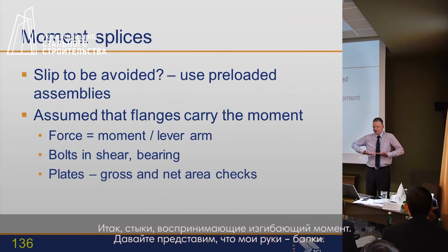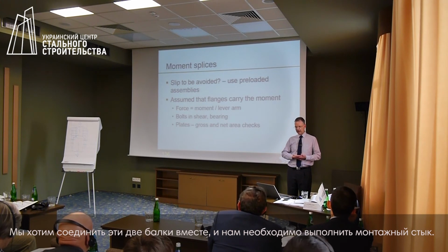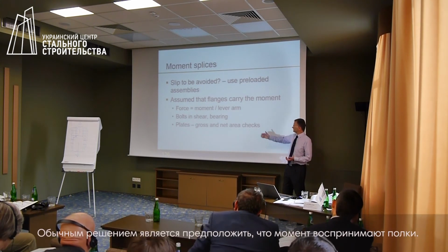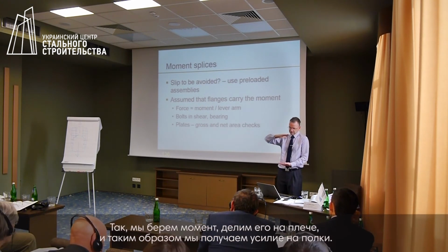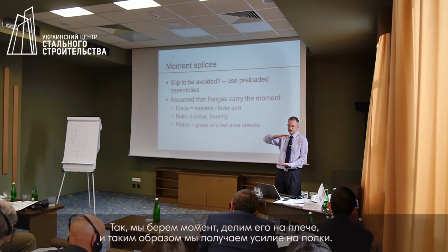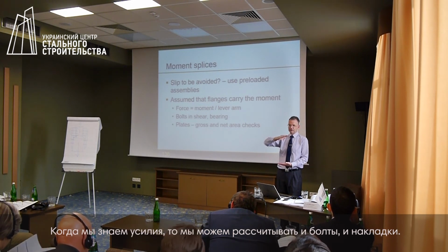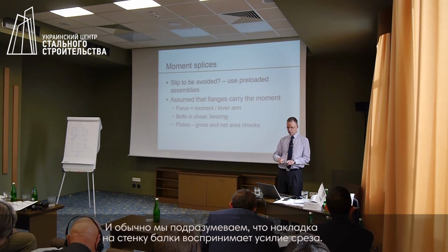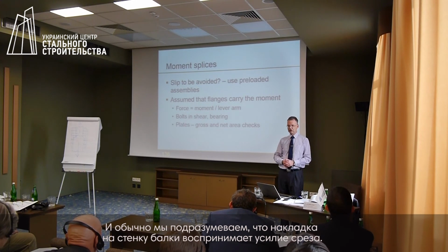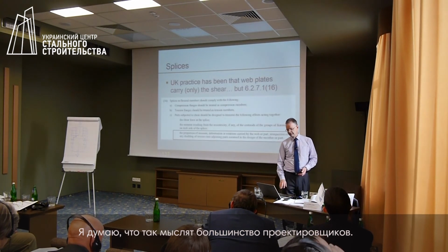So, moment resisting splices. So here my arms are representing a beam, and I am imagining that we want to join two beams together and we want to provide a splice. And the common way to do that is to assume that the moment is carried by the flanges. So we take the applied moment, we divide by the lever arm between the flanges. That will give us the force in the flange. We can then design the bolts, we can design the cover plates. And then commonly we would say that the web plate just carries any shear. I think that would be common for most designers.